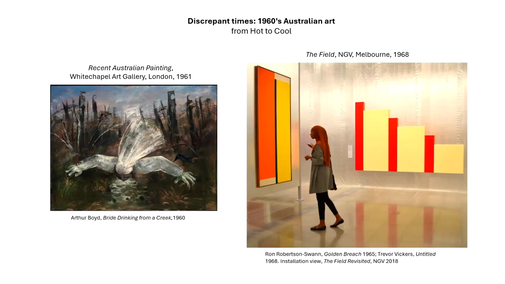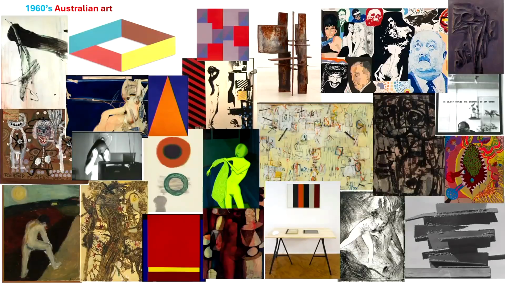To get from there to there, Australian art went through not so much many changes, but so many different ways of making art. So I've just picked out works from the 60s. And that's why I've called it Discrepant Times.